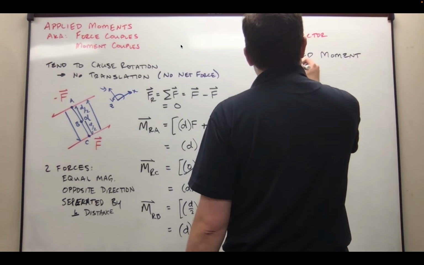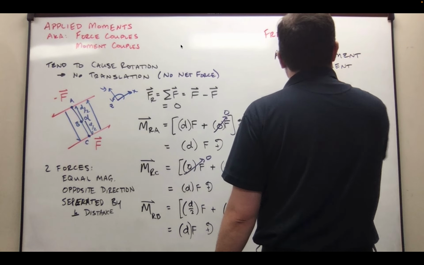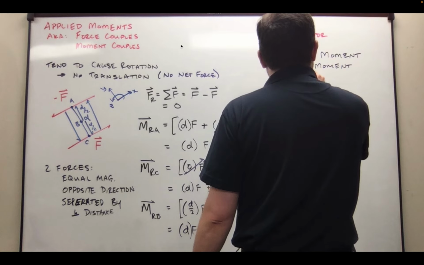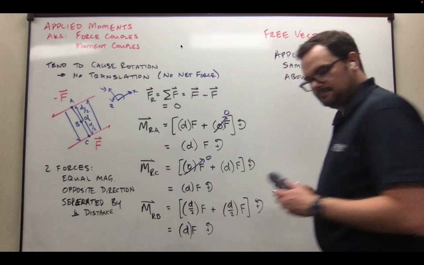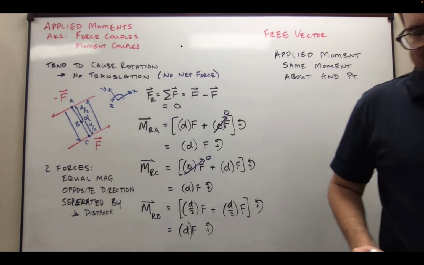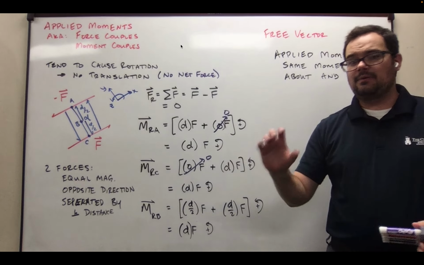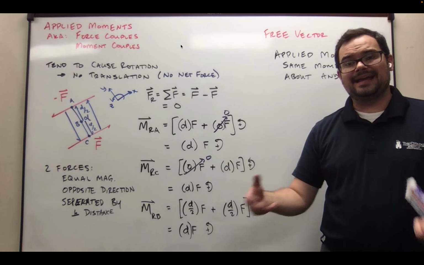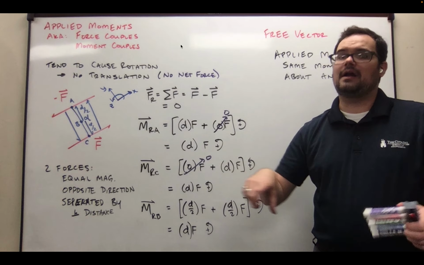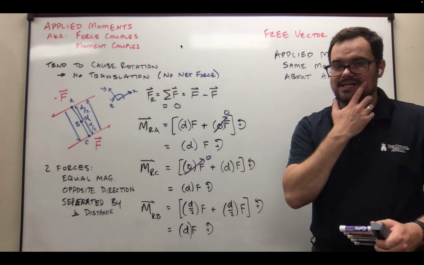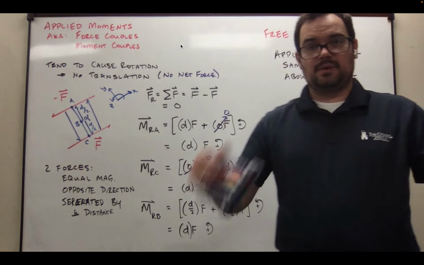So same moment about any point. The idea is that I can take an applied moment and apply it anywhere I want and get the same tendency to cause rotation. So if I'm just applying twist, I can put it wherever I want and I'll get that same tendency to cause rotation.